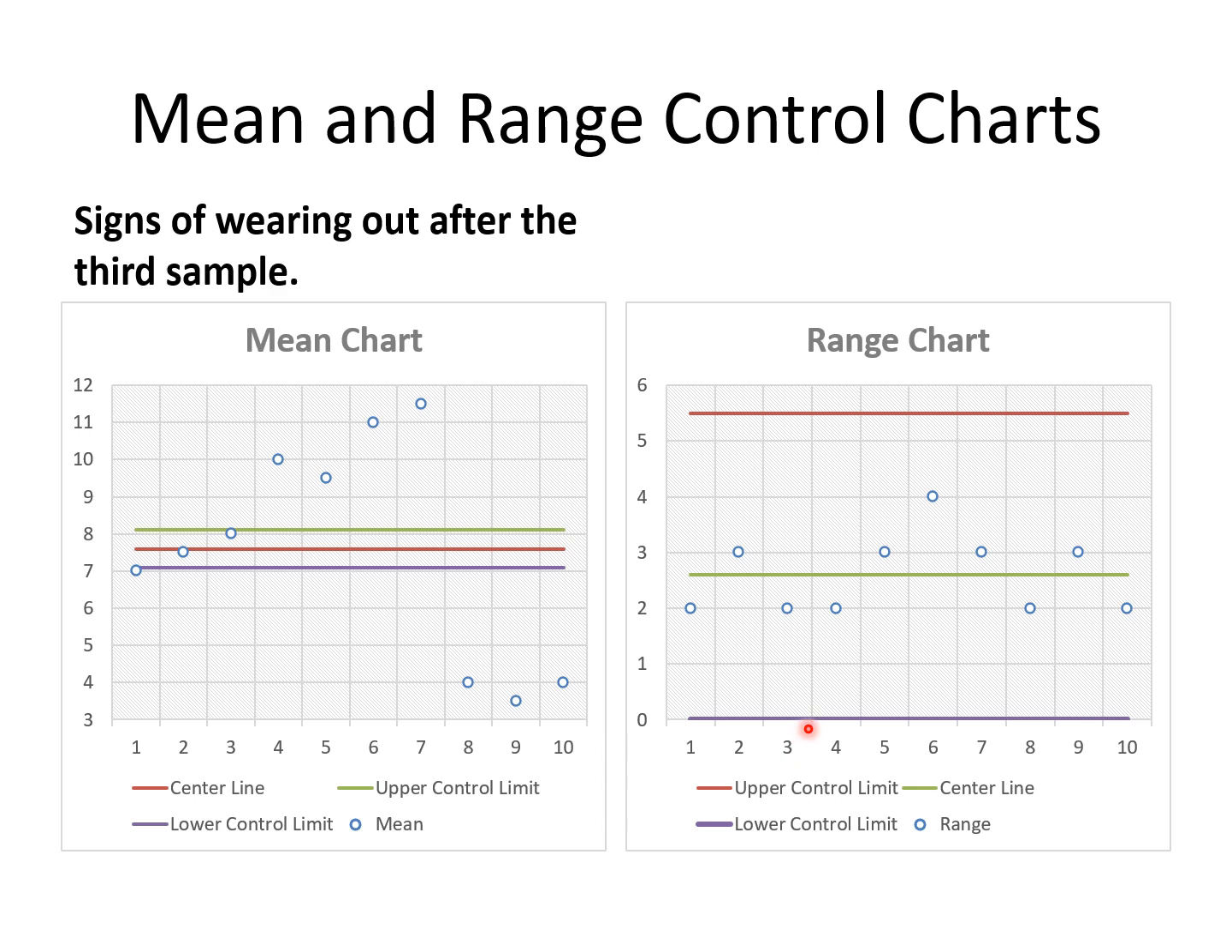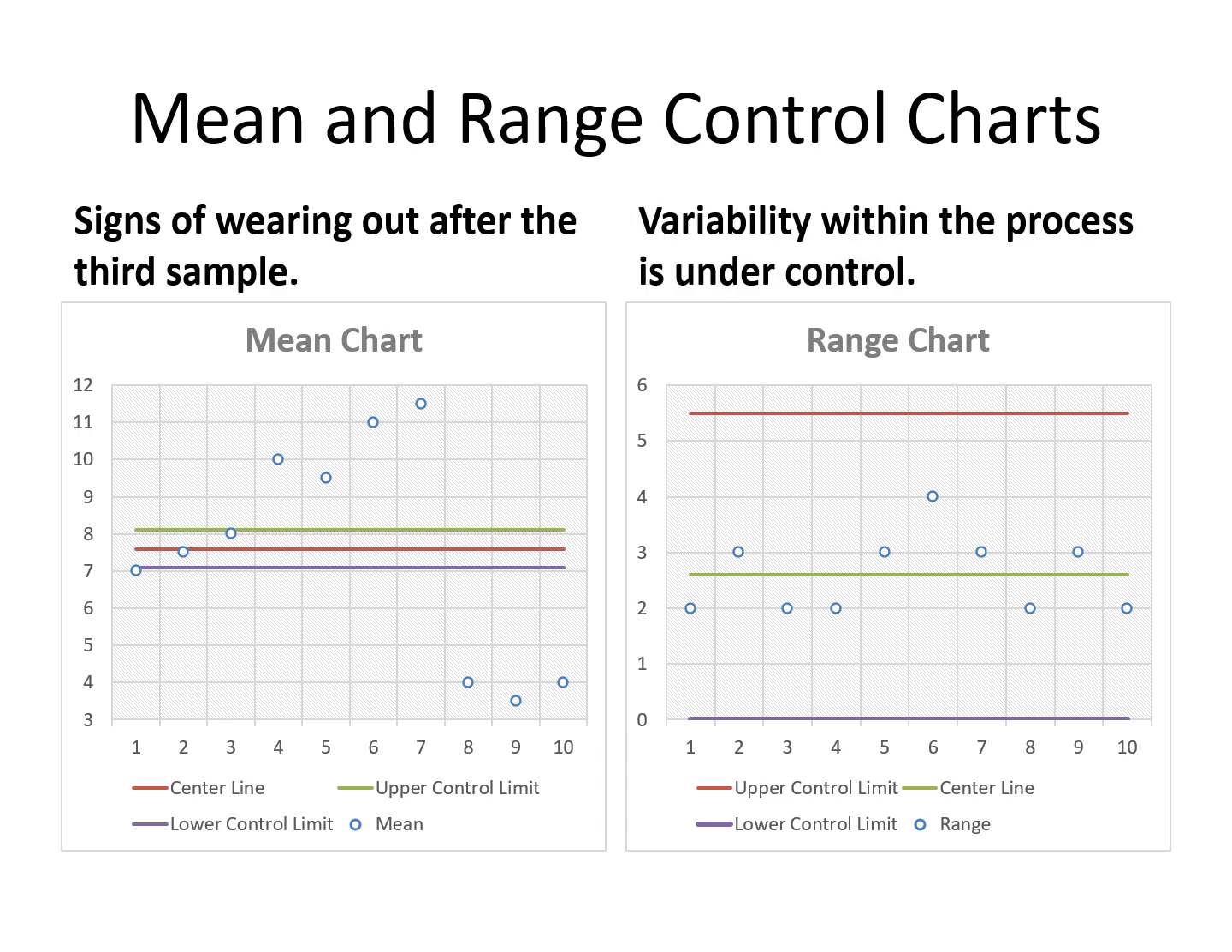So what does this show? This shows that while there has been a wearing out in the overall system, the variability within the process is still under control. The process is under control, but the overall wearing out of the machine or the tool has happened, and maybe it's time to change the tool or take corrective action, because the mean, or the average of the overall sample, is going way beyond the acceptable limit.